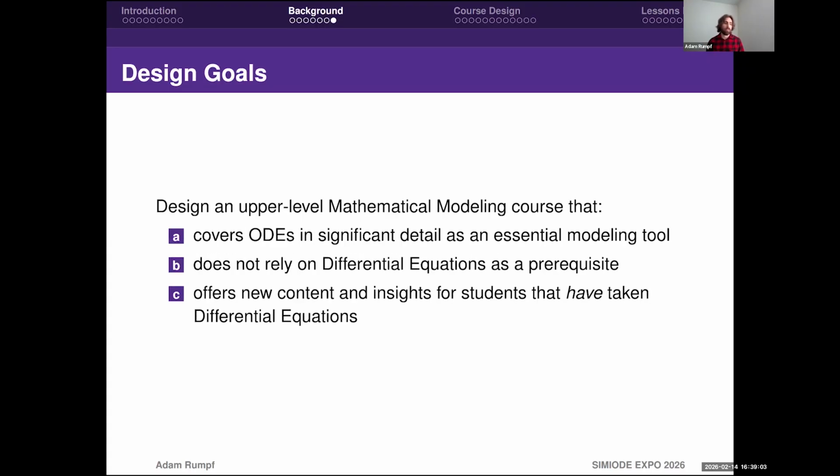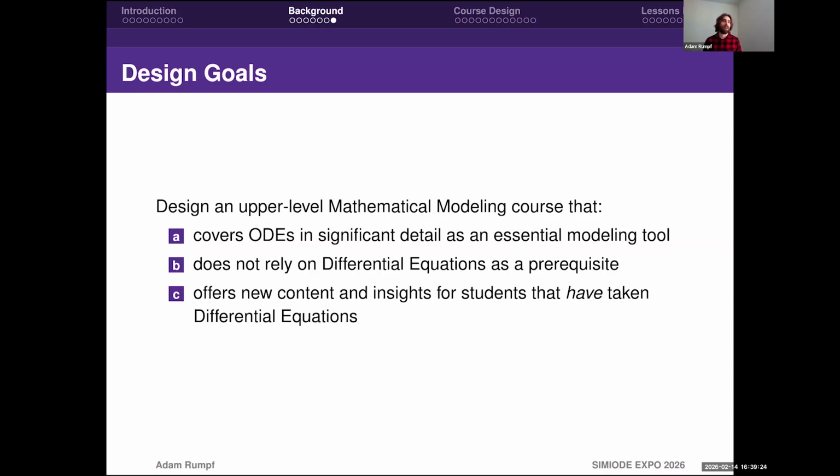So essentially, the design challenge was this. We wanted to come up with an upper level math elective course to teach mathematical modeling. It needed to cover differential equations in significant detail because they're an extremely important type of mathematical model, but it couldn't rely on differential equations as a prerequisite.